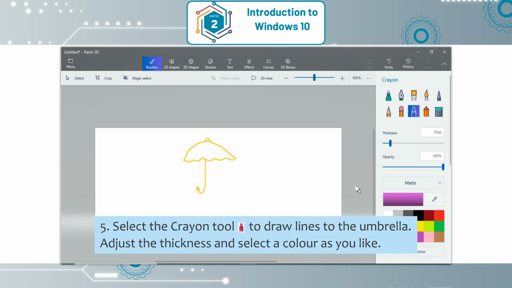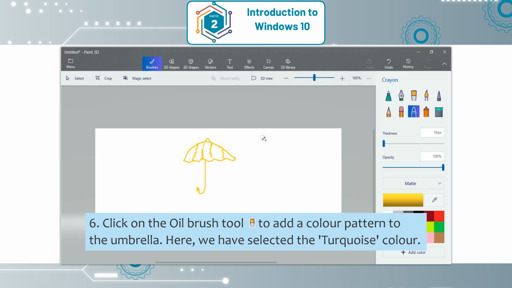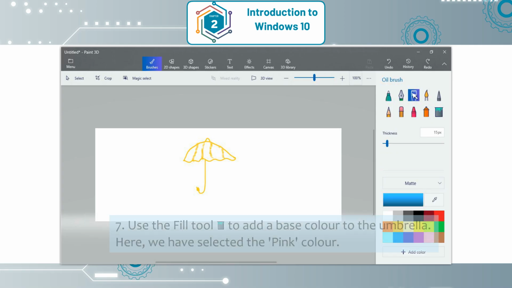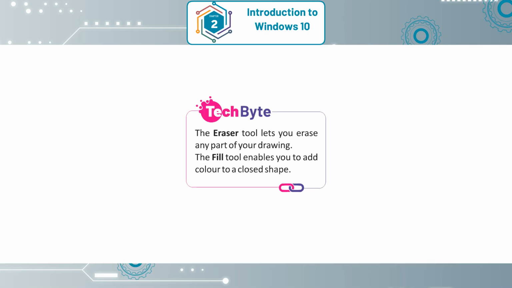5. Select the crayon tool. Use it to draw lines on the umbrella. Adjust the thickness and select a color as you like. 6. Click on the oil brush tool to add a color pattern to the umbrella. Here, we have selected the turquoise color. 7. Use the fill tool to add a base color to the umbrella. Here, we have selected the pink color. TechByte. The eraser tool lets you erase any part of your drawing. The fill tool enables you to add color to a closed shape.